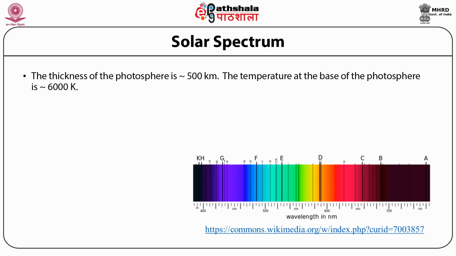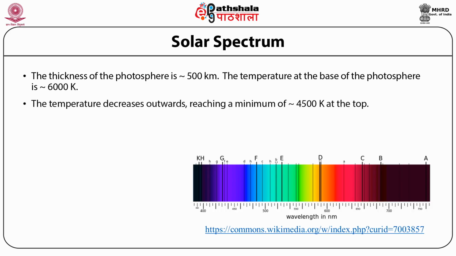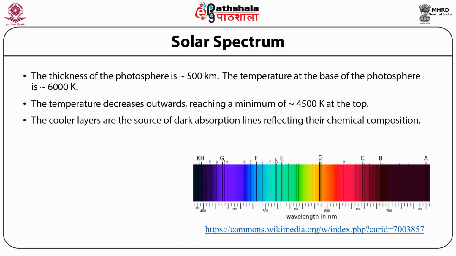The temperature at the base of the photosphere is around 6000 Kelvin. The temperature decreases outwards and reaches a minimum of around 4500 Kelvin at the top. The cooler layers are the source of dark absorption lines, reflecting their chemical composition.